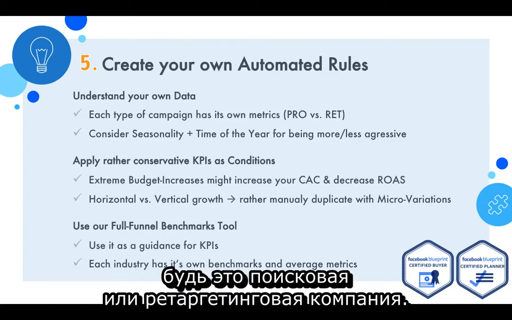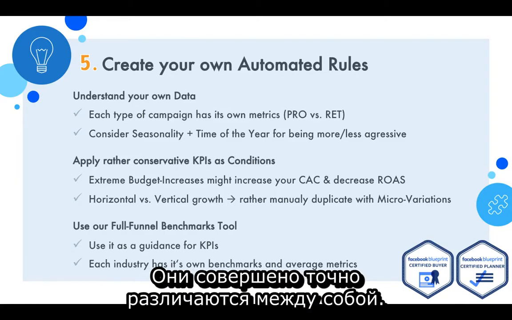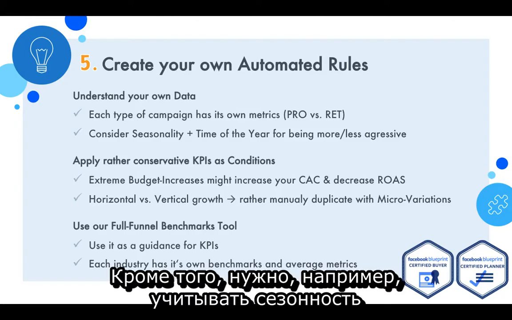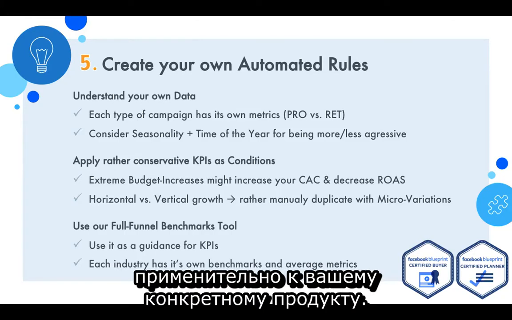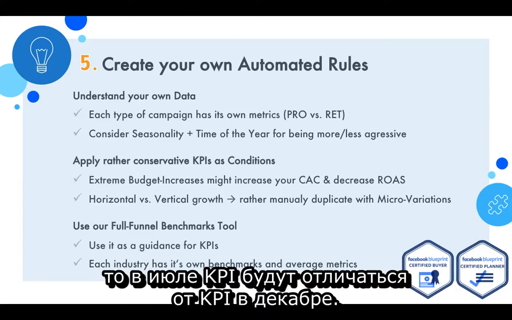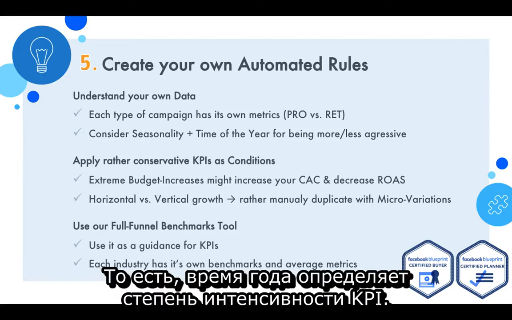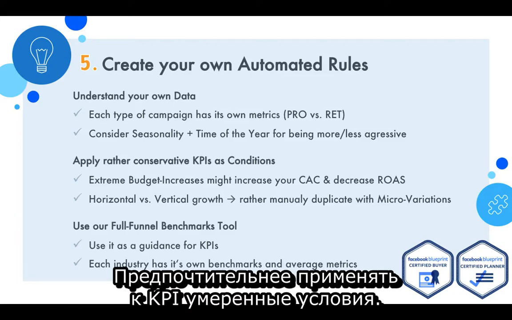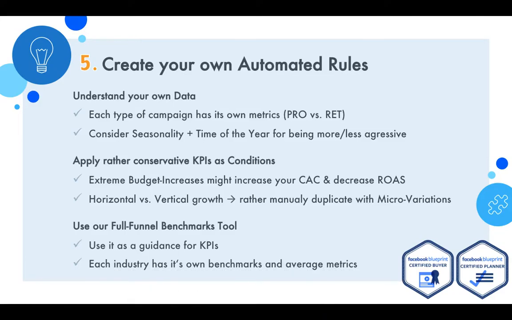Is it a prospecting or a retargeting campaign? They should definitely be treated differently. And also consider the seasonality of your specific product. So if I sell sunglasses, then in July the KPIs should be different than in December. And so consider the time of the year for being more or less aggressive with those KPIs, and apply rather conservative KPIs and conditions. So that's what I said.